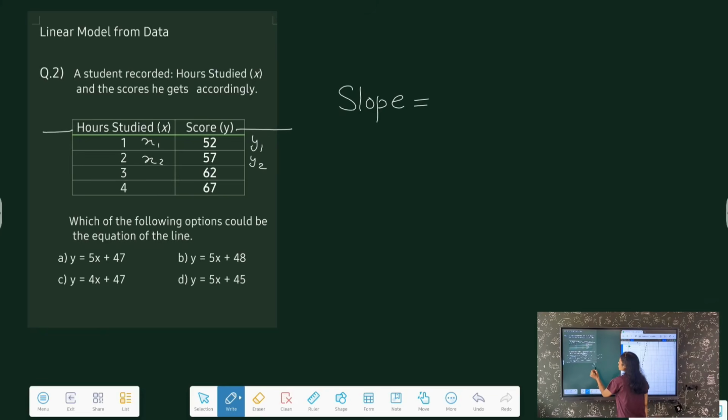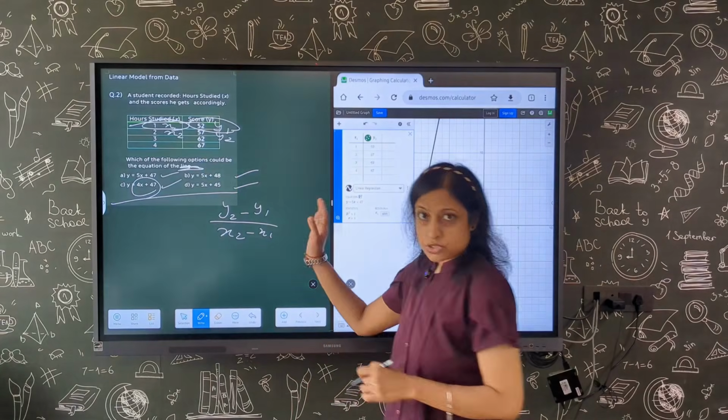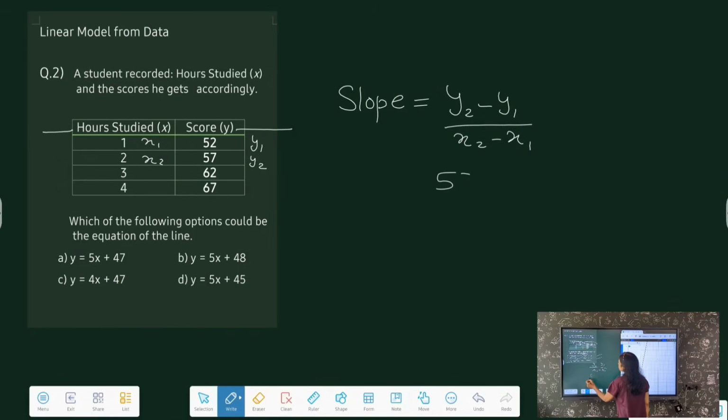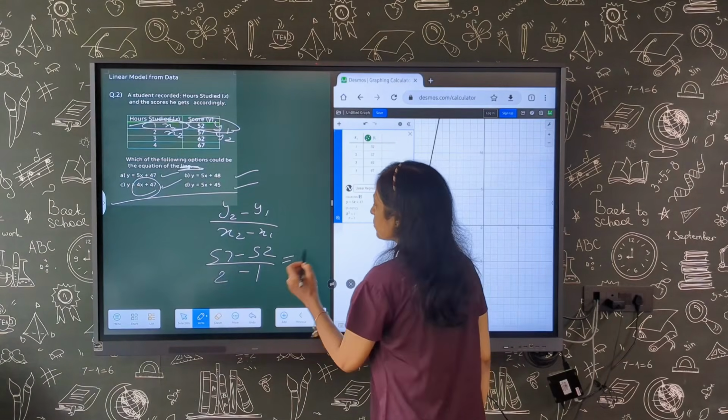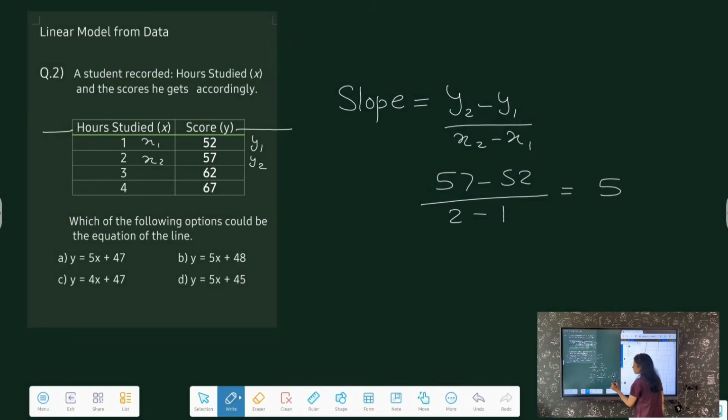So the slope formula is y2 minus y1 over x2 minus x1. Now substitute the values from the table. x1 can be any value from the table and y1 as well. So x1 is 1, then y1 will be 52. x2 is 2, then y2 will be 57. Substitute the values in the equation: 57 minus 52 divided by 2 minus 1. Slope formula, rise over run, right? So we are getting 5 by 1 and that is our slope.